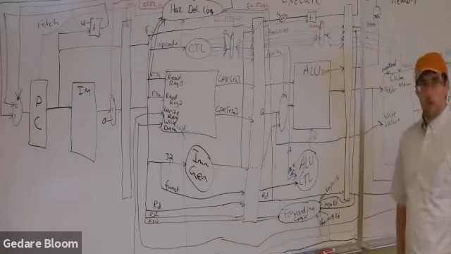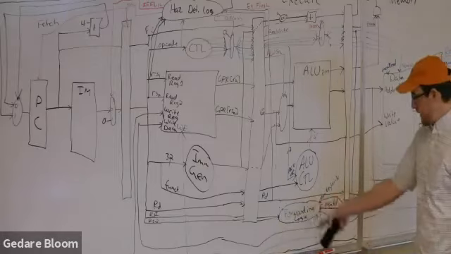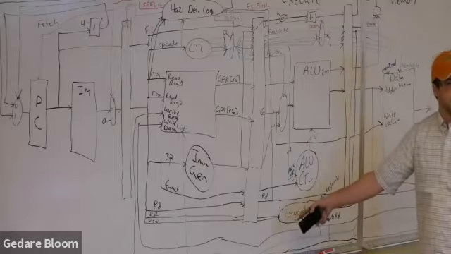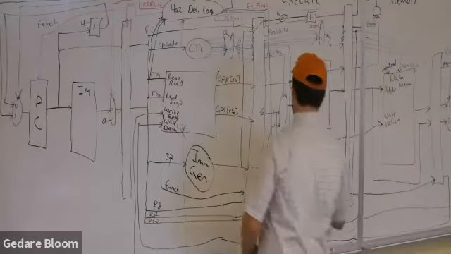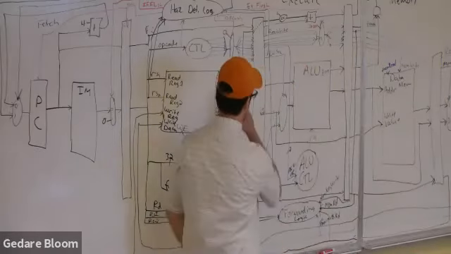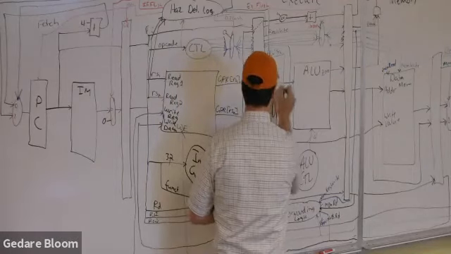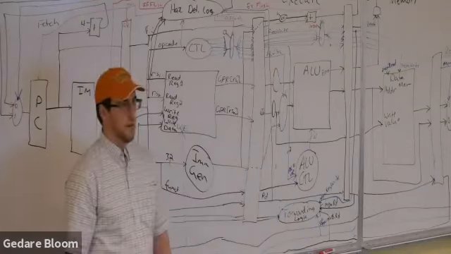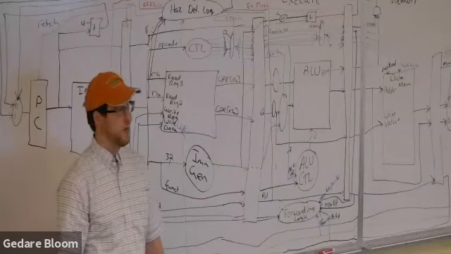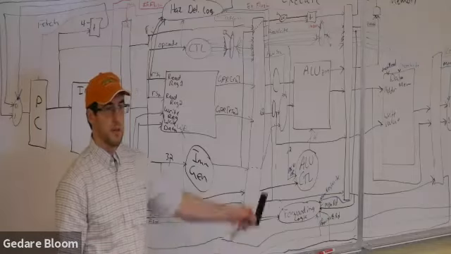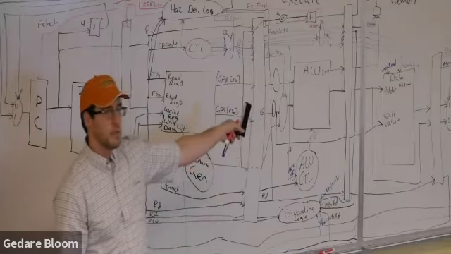Now I need outputs and a way to select forwarded values. I've got all my inputs to figure out: do I need to forward? Now I have to have a way to forward. I am going to forward values to replace what I read from the register file. Add a multiplexer here, two multiplexers: one for RS1, one for RS2. I'm going to either pick what I read from the register file, or something from further down the pipeline. Now there are two somethings I can pick.